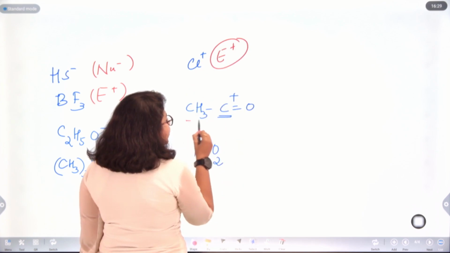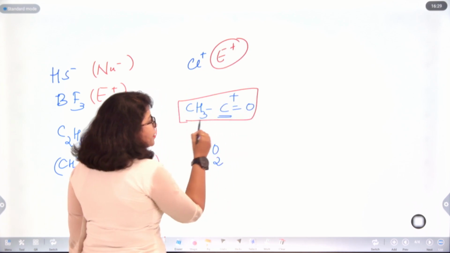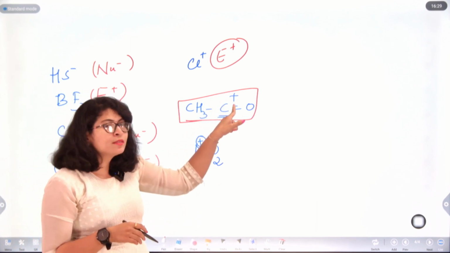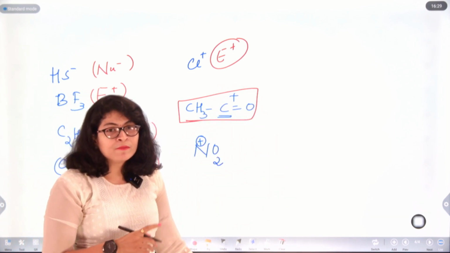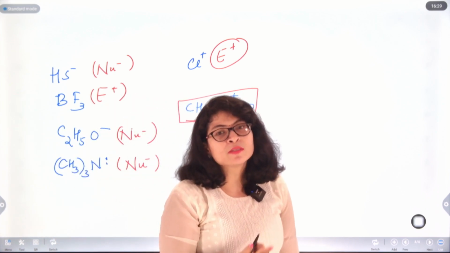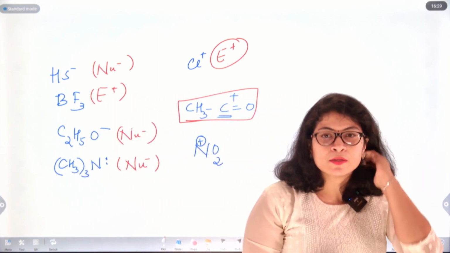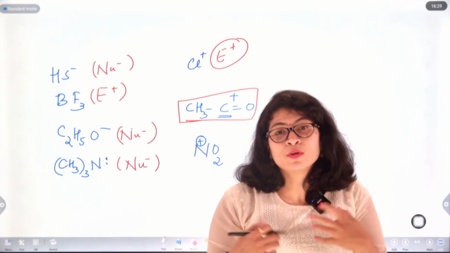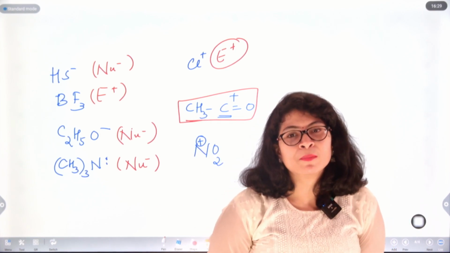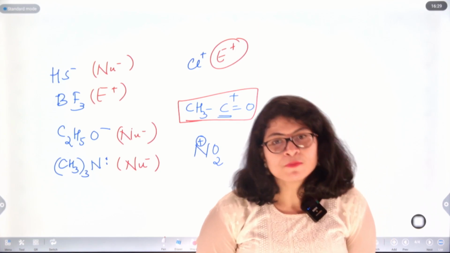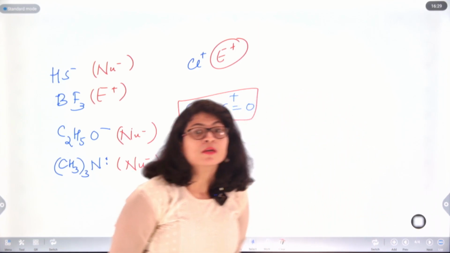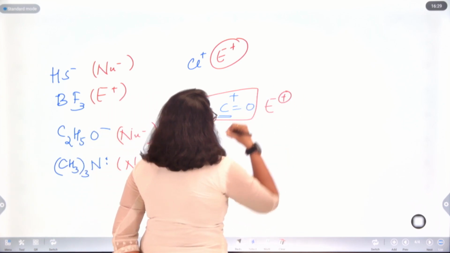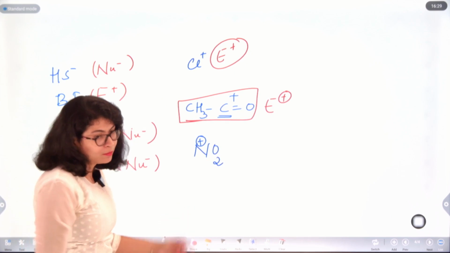If I see CH3CO, again this is the example which I have given you. Here carbon will have a delta positive charge because oxygen, being more electronegative, pulls most of the electron density towards itself. Therefore carbon will develop a partial positive charge on itself, and that is making it an electrophilic center. Okay, NO2 plus, electrophile again.